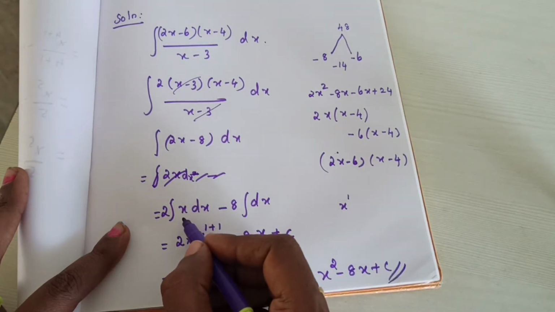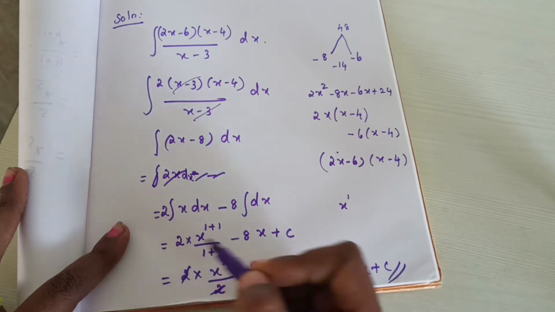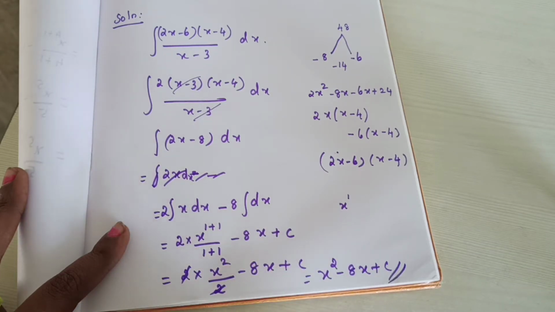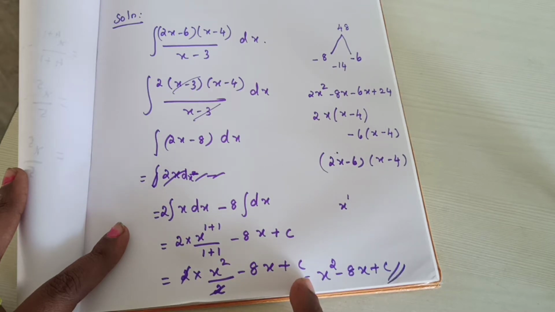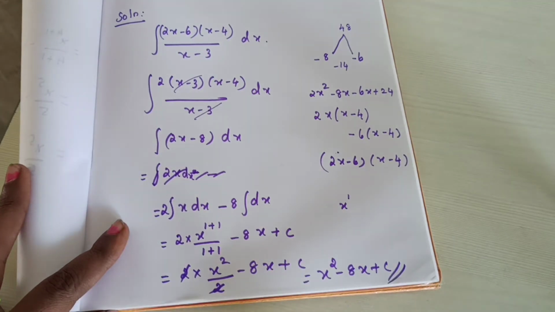So x dx means x power 1, so x power 1 plus 1 divided by 1 plus 1, minus 8 into the integration of dx, which is x, plus 1 constant c. Understand? I hope you got it. Very easy question. Next we are going to move to the next question.